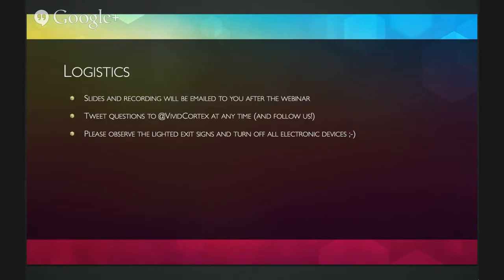So today we're going to be talking about the way that we use regression in Vivid Cortex to figure out things that can't be measured.